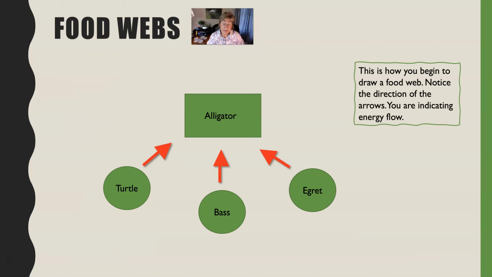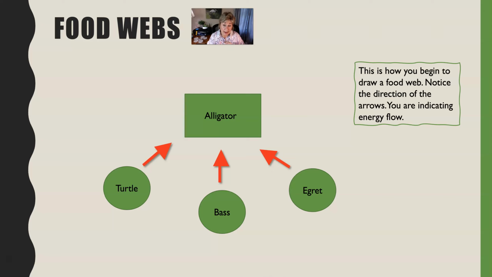All right, I did want to mention food webs. This is what a food web should look like, and you notice I just put words here instead of pictures. This is how you draw a food web. Notice the direction of the arrows. That's what's so important, because what you're doing when you're drawing a food web is showing the flow of energy through the food web.